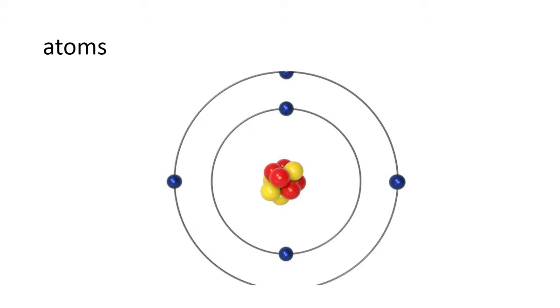So first we're going to start off with atoms. They are what make up everything: solids, liquids, gases. So over here we have the nucleus, and it is made from protons and neutrons. On the outside we have these rings, and on these rings we have these blue balls, which are electrons.